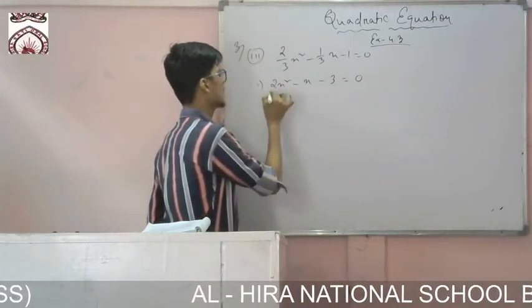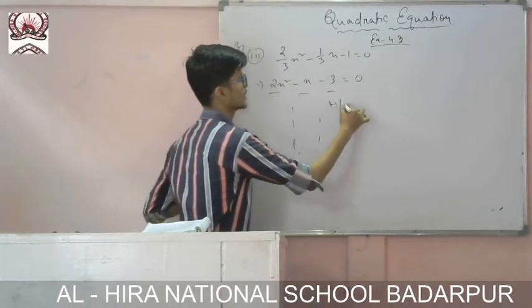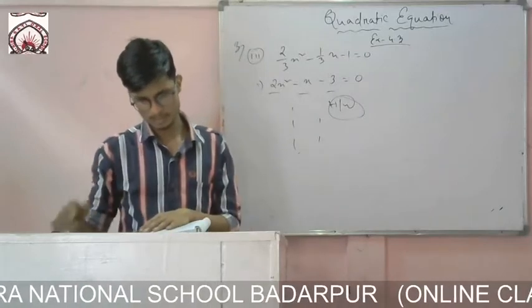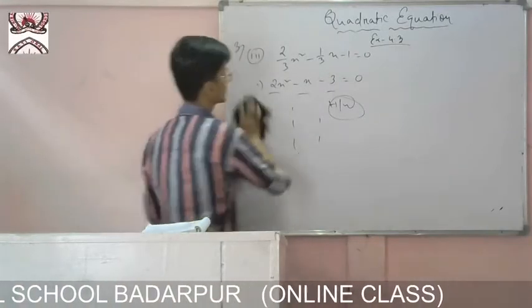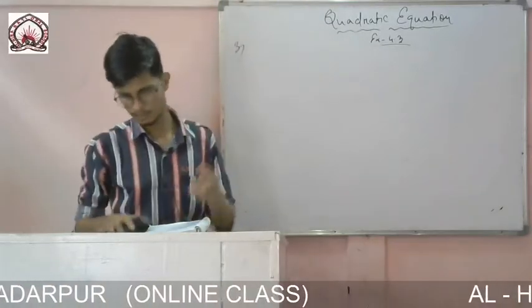After that you find a, b, c, then you solve it. So this part is homework. 6, 4 also same, 5 also same. Let me do Roman number 6. It is a little tough, you may get a problem while converting this thing.